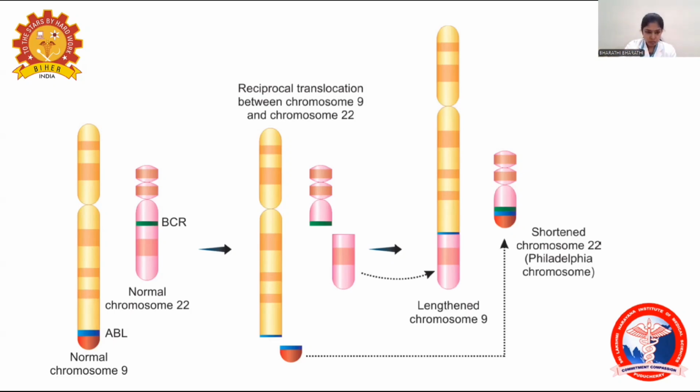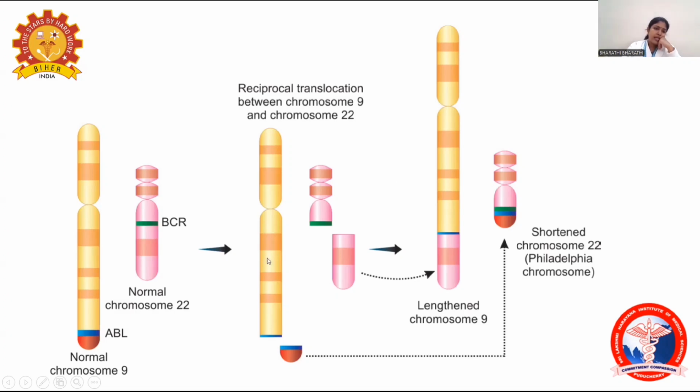So, BCR is present in chromosome 22 and ABL is present in chromosome 9. Now, there is reciprocal translocation between chromosome 9 and chromosome 22. So the chromosome 9 goes here and chromosome 22, this part, comes here. So there is fusion of this ABL and BCR region in chromosome 22, which results in shortened chromosome 22, which is called the Philadelphia chromosome. I hope all of you are clear with this point.